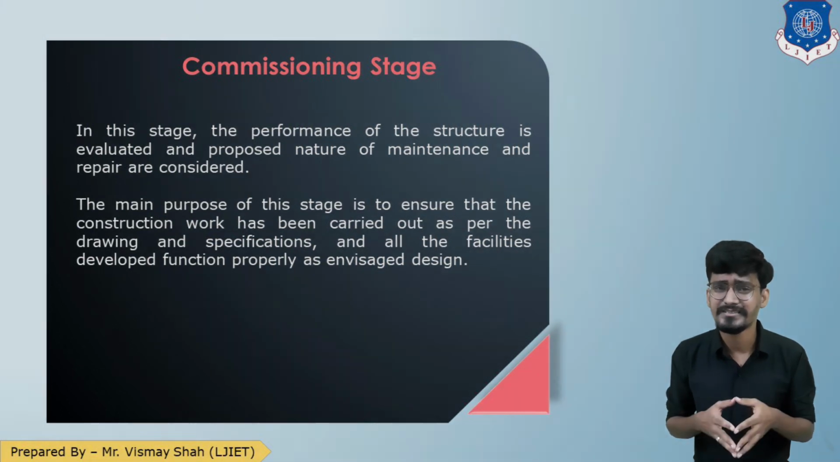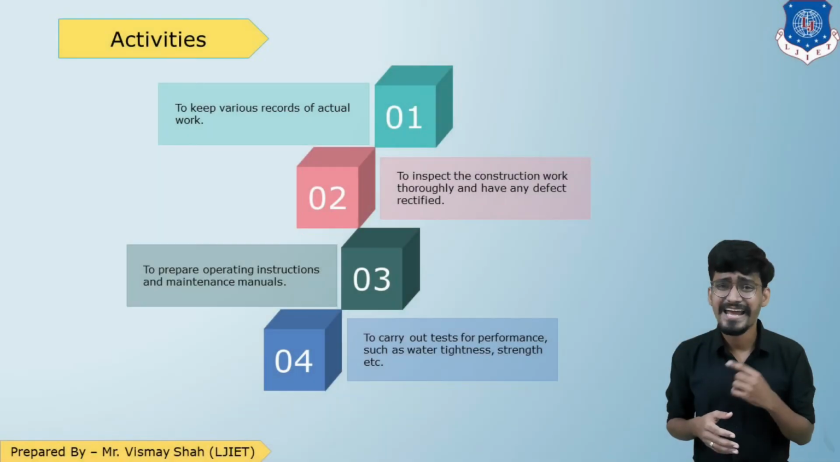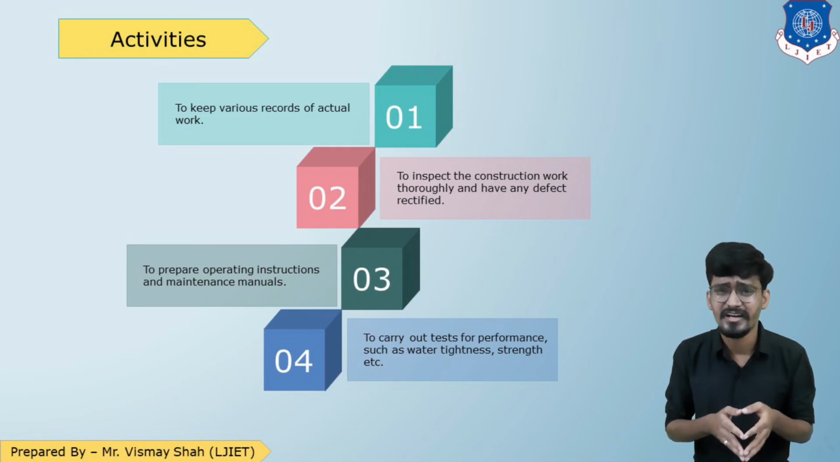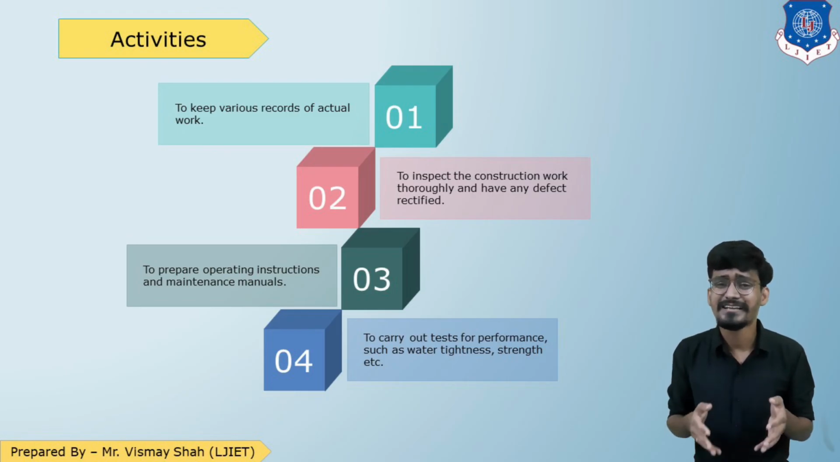Let us see the activities in this stage. The first activity is to keep a record of the various actual activities. The second is to inspect the construction thoroughly and rectify any defects. The next is to prepare the operating and maintenance manuals. And the last is to carry out the performance test. So these are the activities which are done in the commissioning stage.